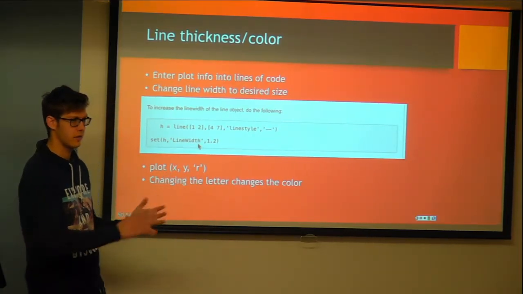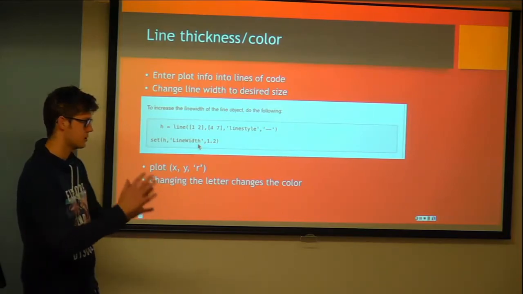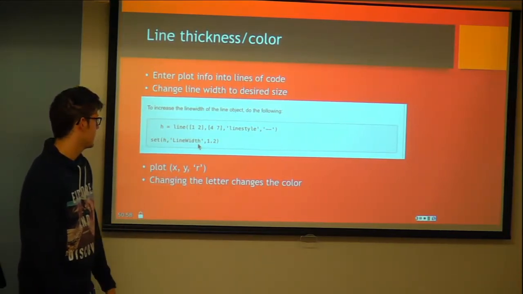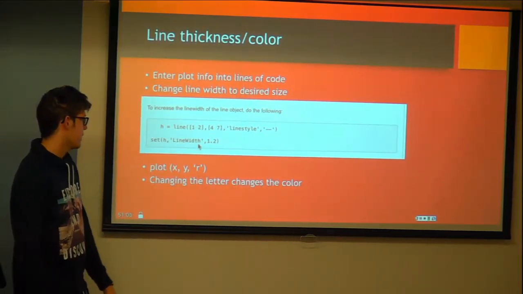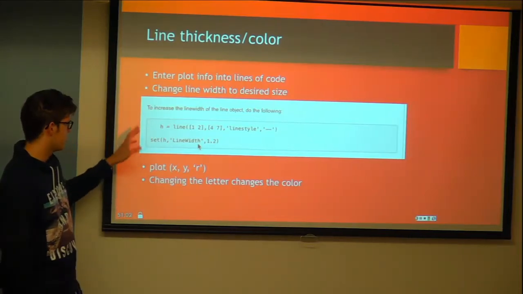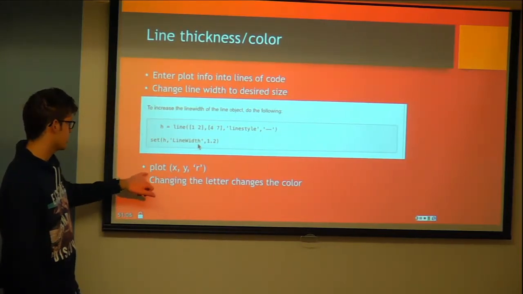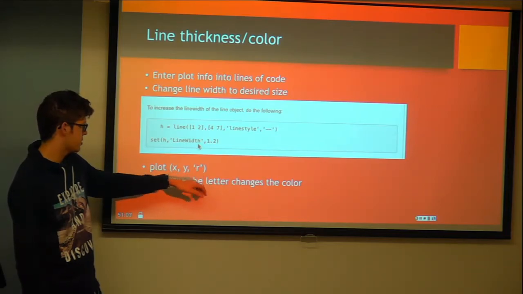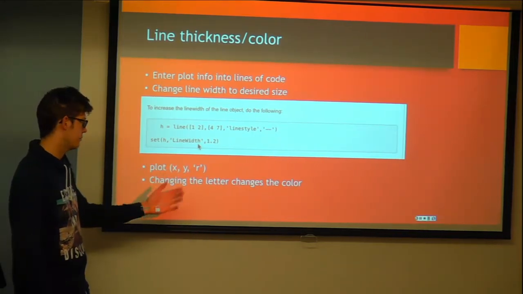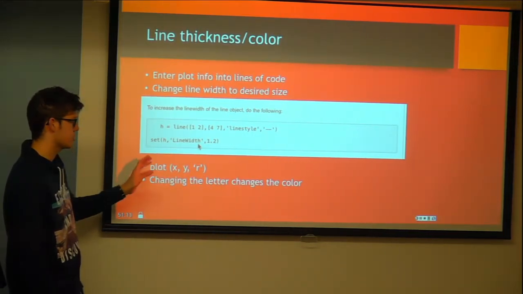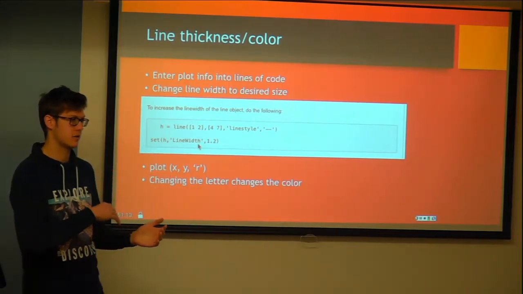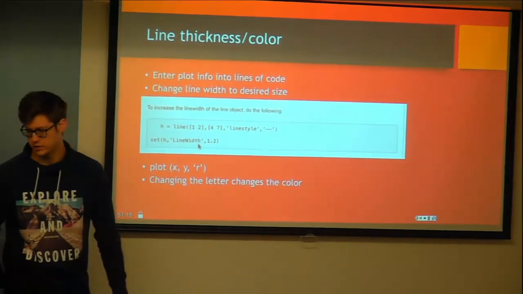And if you have a bunch of lines on your graph and you want it to be more clear, you can make it smaller. And so that's how you do that there. And then when you're plotting, a way to change the color is you just put in different letters. Like R is red and different things like that. So that allows you to change the color of the lines to make it easier to differentiate between them.